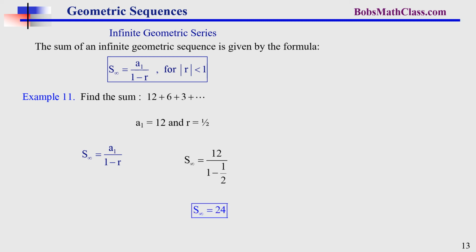So that means as you add these numbers, we're going to get closer and closer to 24. We actually don't get there to 24. It's an infinite sequence, so we have to keep adding more and more numbers. And they get smaller and smaller and smaller as we go. So that's why we get a sum of 24.